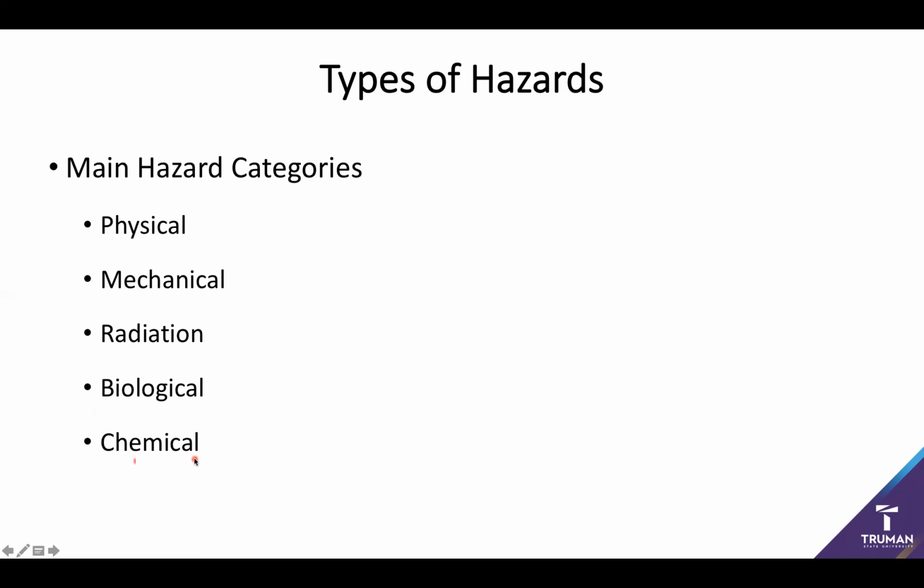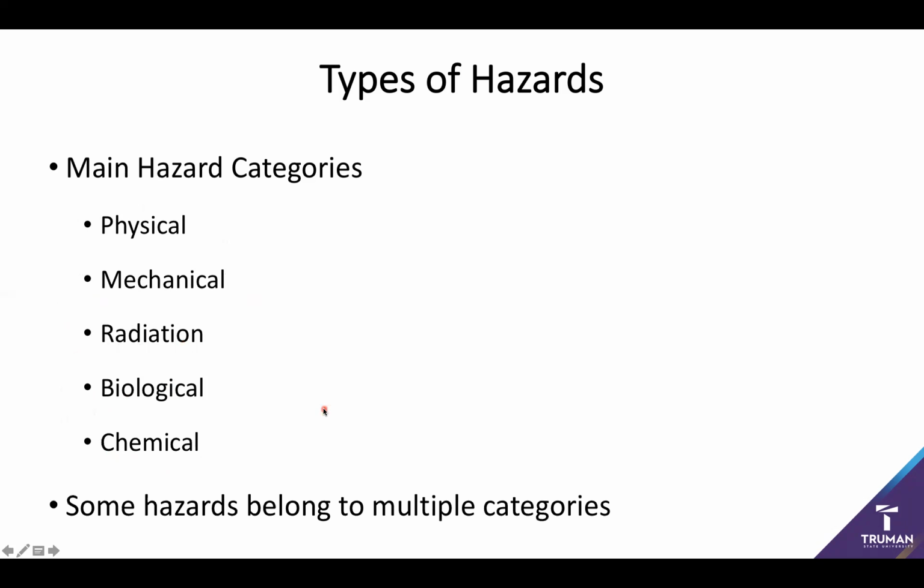So we're going to go ahead and start by focusing in on these first three categories: physical and mechanical, which you're probably mostly aware of, and radiation, which we encounter a little bit less frequently. And in subsequent lectures, we're going to talk about biological and chemical hazards. Though it's worth noting that a lot of hazards belong to multiple categories.